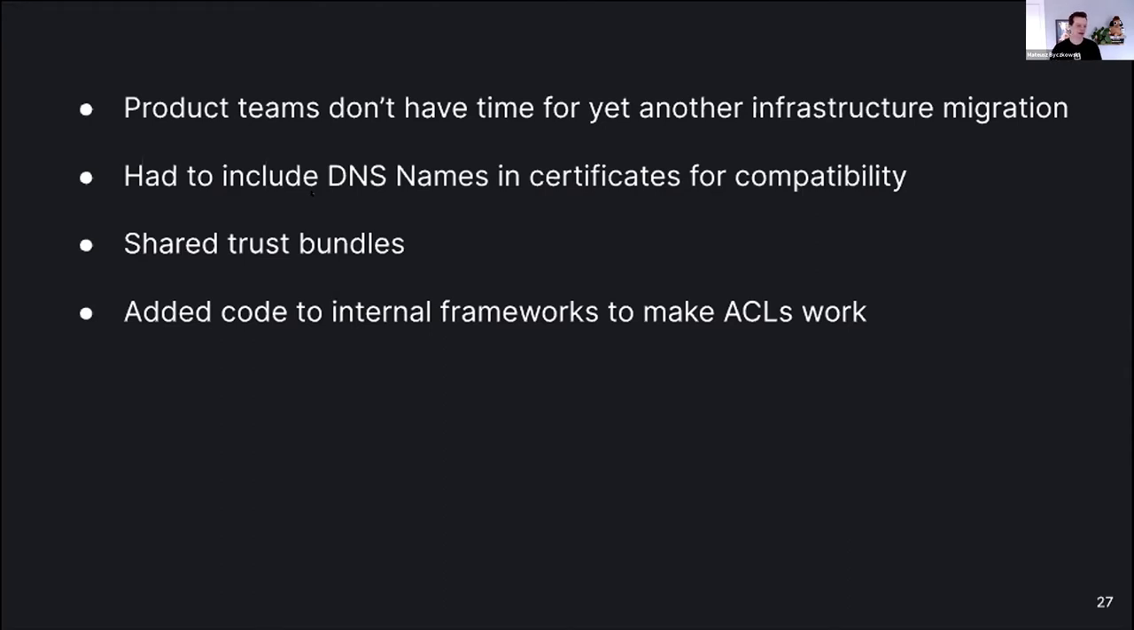And of course, we had to share the trust bundle. So we had to do some work to do a kind of fake federation between Spire and our own homegrown system, as a way to get into SPIFFE ID, spread it everywhere, then hopefully start removing the homegrown identities as we go.